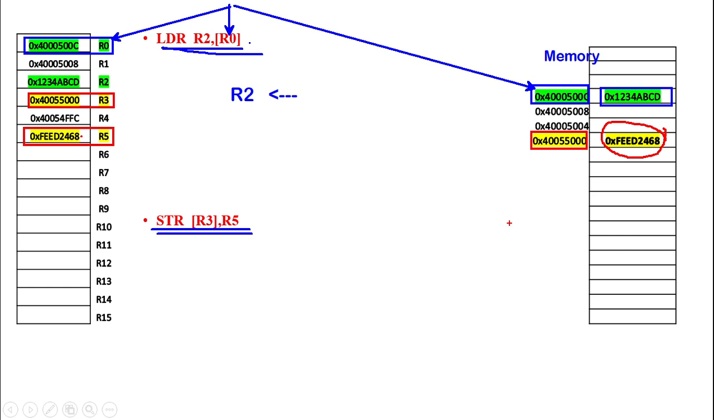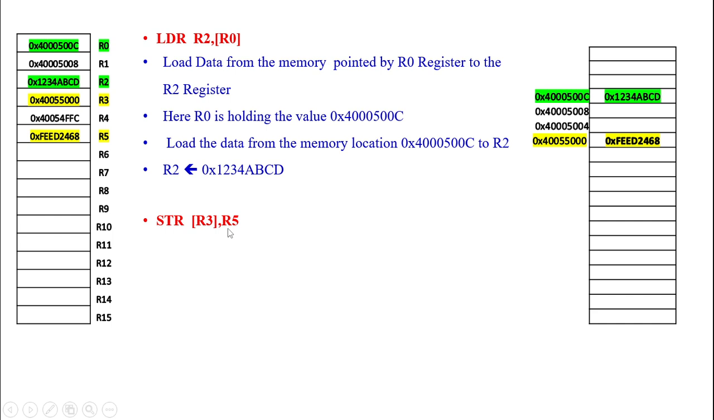Okay, now let us see the explanation for this. Whatever I have told, the same thing I'm going to explain here. Load data from a memory pointed by R0. So R0 is now acting as a memory pointer. Load data from the memory pointed by R0 to the register R2. R0 is holding 500C. Now I need to go to the memory location 500C, and the data present there is ABCD1234. So this data will be moved to the R2 register.